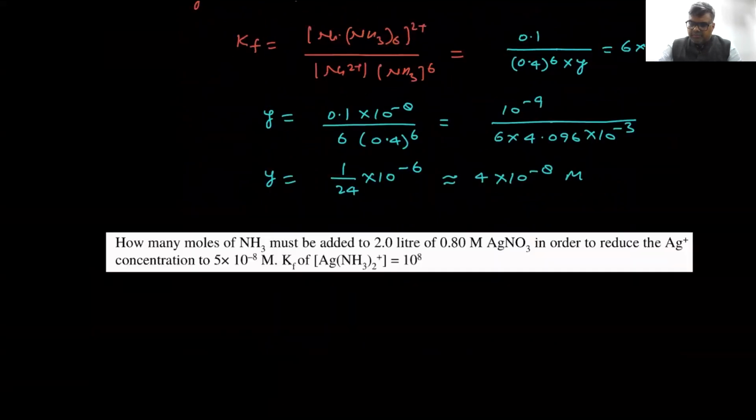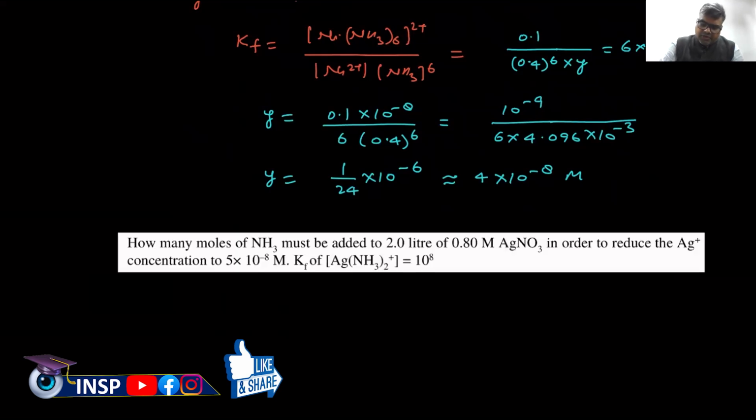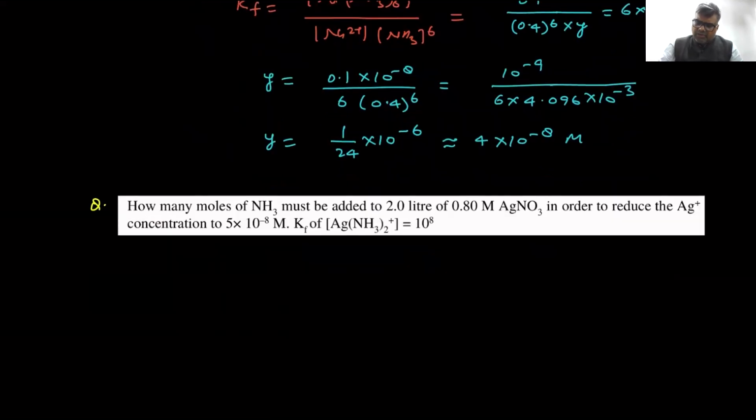Now we'll take another question of almost similar type to just make you more clear about this concept, because this is the only concept in chemical equilibrium where some of you may get trouble. Again, this asks how many moles of ammonia is added to 2 liters of 0.8M AgNO3 in order to reduce the Ag+ concentration to 5 into 10 to the power minus 8 M. Again, Kf is given. So almost similar question. The difference is we have now added ammonia in the solid form, so concentration of AgNO3 should not be affected, which we had affected in the earlier question because we used the volume of the two solutions.